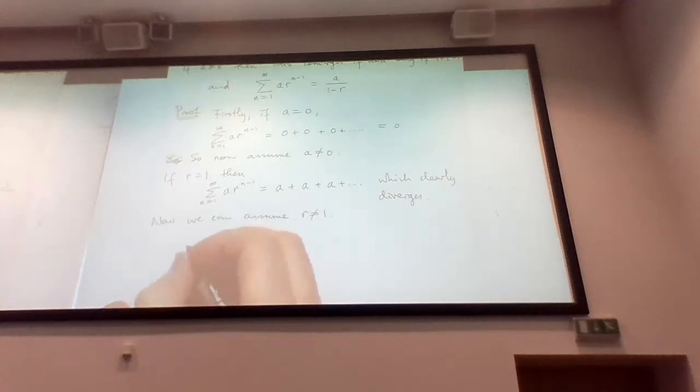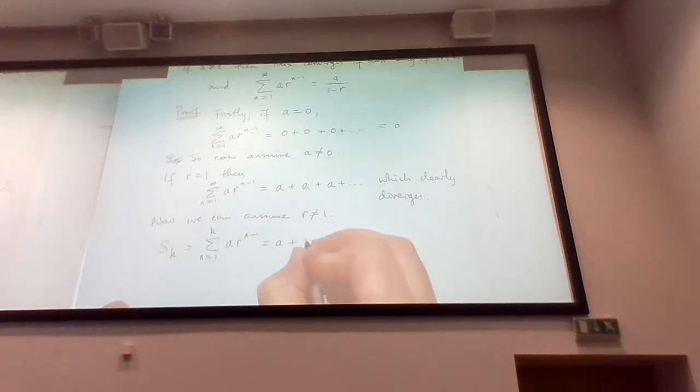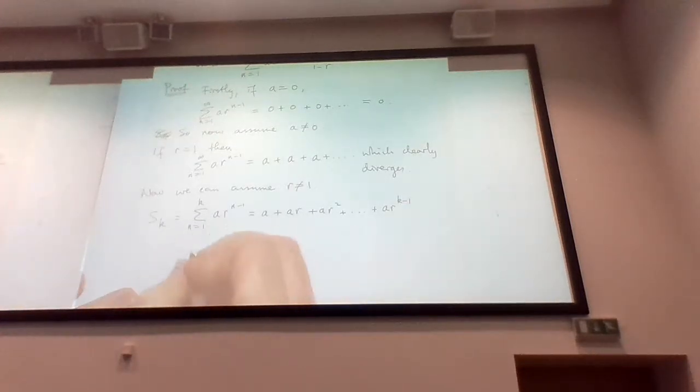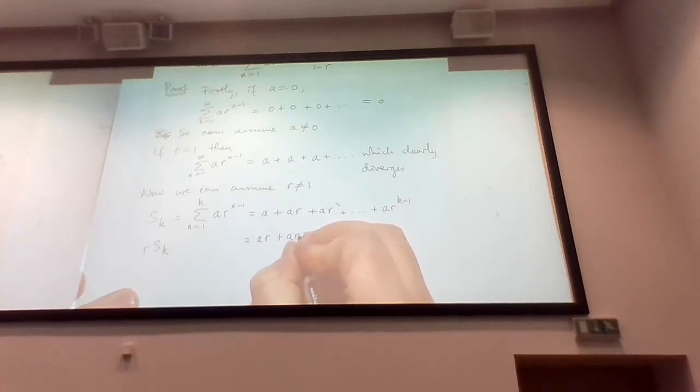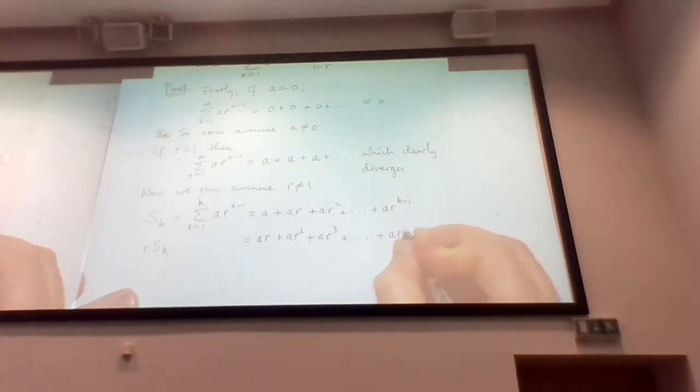We look at one of the partial sums. If we let Sk be the partial sum of one of these things, so the ar to the n minus 1, this is going to look like a plus ar plus ar squared, all the way up as far as ar to the k minus 1. That's the last term of the partial sum. And if we multiply this by r, we think of rSk, well, that'll be equal to ar plus ar squared plus ar cubed, all the way up as far as ar to the k.